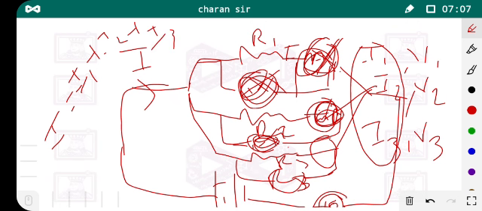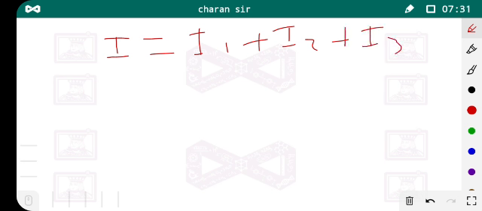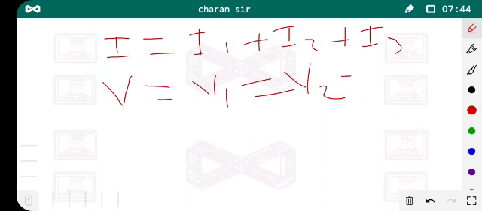But here observe that the voltage difference across the combination of these resistors is equal to the individual voltage difference across each resistance. So from this activity we observe that the total current through the circuit is the summation of the current through the individual resistors, and the voltage difference across the individual resistors is equal to the total voltage difference across the whole combination, that is V1 is also equal to V2 and V3.